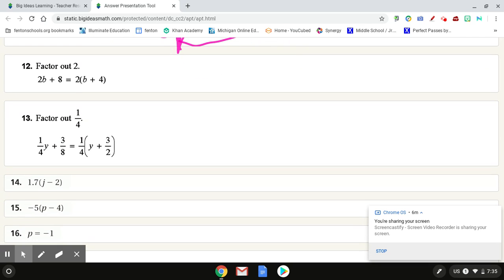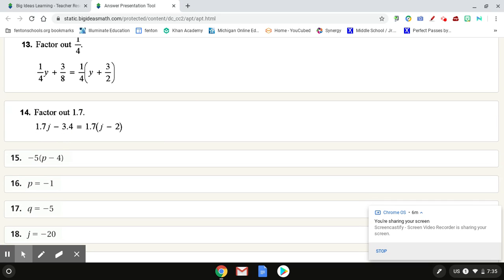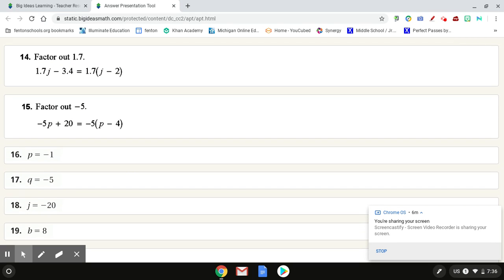13, you should have recognized you factor out a 1/4. All right, 14, you factored out a 1.7. And that would make sense because what times j would give you 1.7? j, well, 1.7. All right, there is 15. Factor out the negative 5.